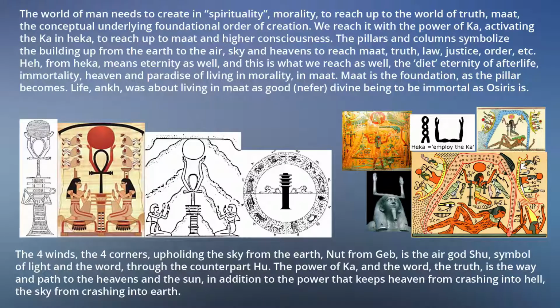I also have the Heka, employing the Ka, with the two symbols He and Ka, and then we have the actual statue for Heka, which is a person with the Ka on their head. So what have we been talking about? The Ka as the power and the strength, also symbolized as a double and as a spirit and soul. So if you have you here as a body, and then you have your Ka on top of your head as your power, well, that's right.